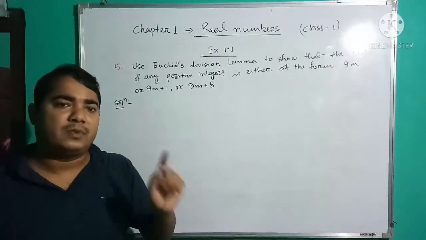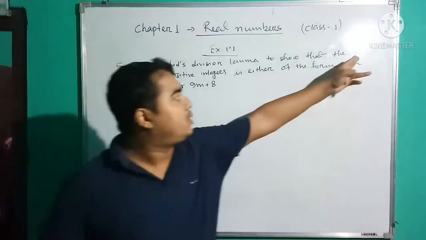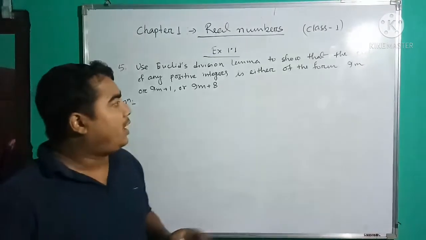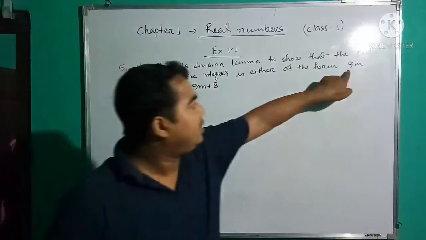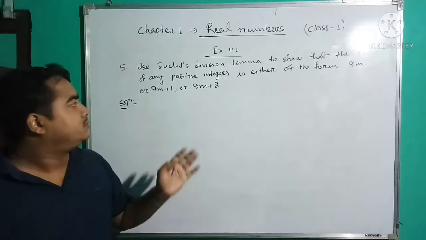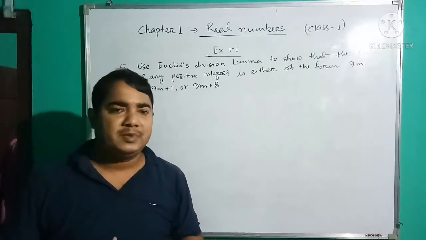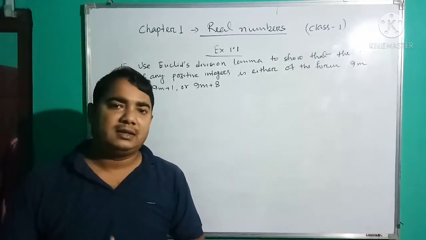See, 0, 1, 2, 3, 4, 5, 6, 7, 8. Many steps are there. Again, the cube is required, so it will be long. So I'll give you one shortcut process. See, here 9 is given. Listen, if a number is divisible by 9, then that number must be divisible by 3.